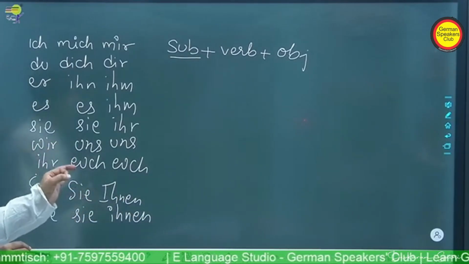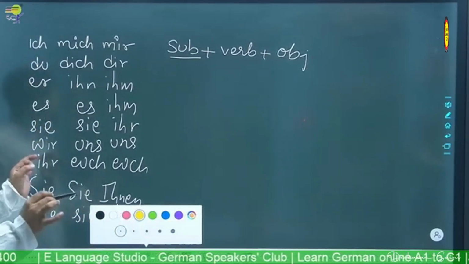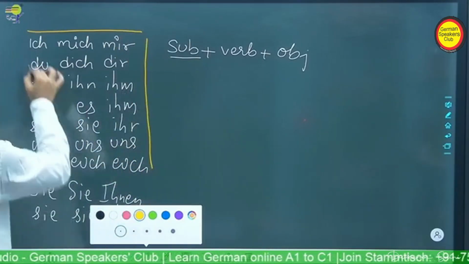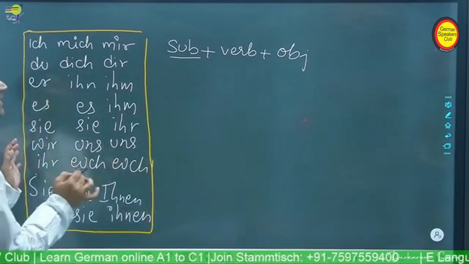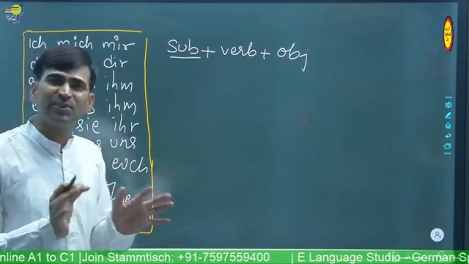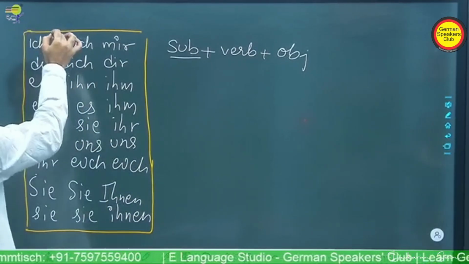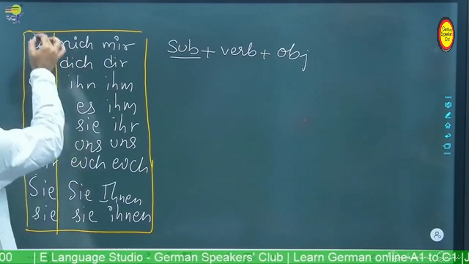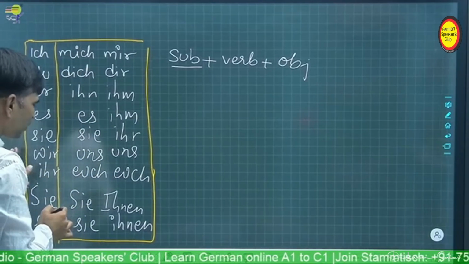This table, ich, mich, mir, du, dich, dir, this basic table, you will find the Almighty in this table, which means that this table is so important that it should be on your fingertips. Ich, mich, mir, du, dich, dir. This first portion of this table, this first initial part, is actually the subject.